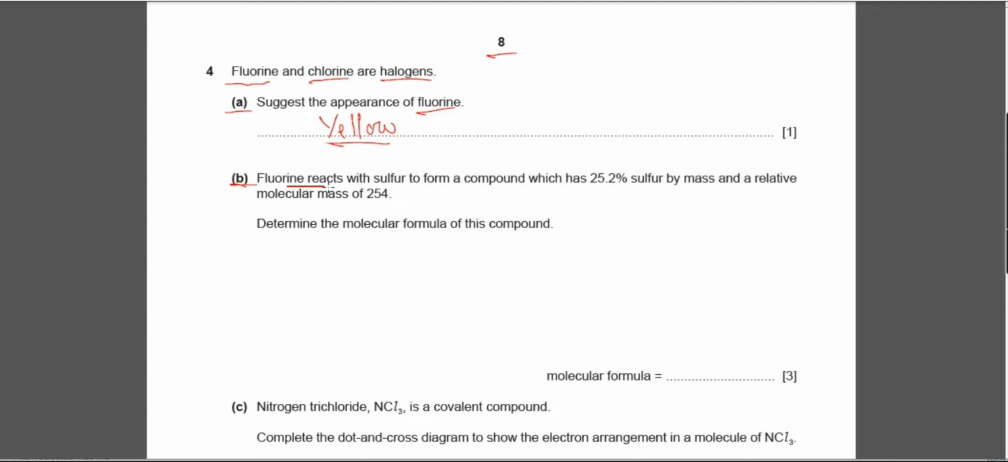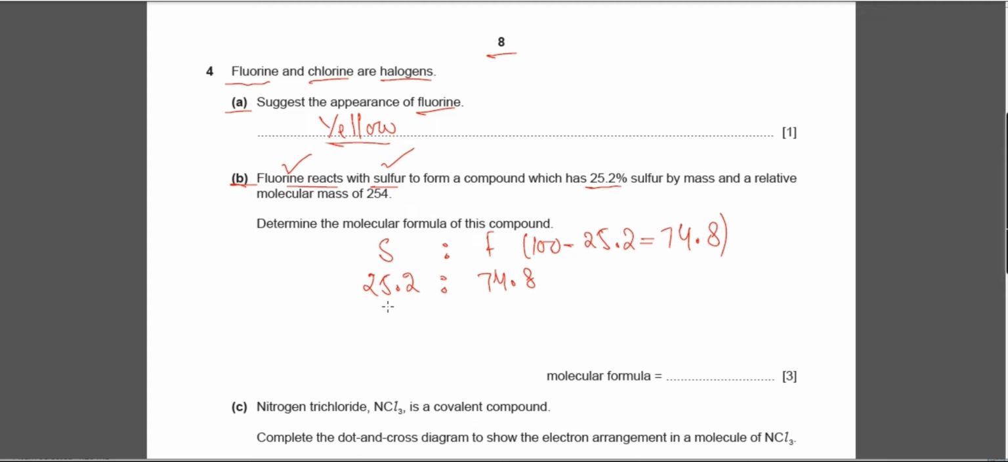Then the next part says fluorine reacts with sulfur to form a compound which has 25.2% sulfur by mass. As you can notice, the compound is made of just fluorine and sulfur. So sulfur is 25.2. We can say 100 is the total percentage, and out of that 25.2 is sulfur. Then how much should be the fluorine? We can say it's 74.8, so the percentage of fluorine is 74.8.